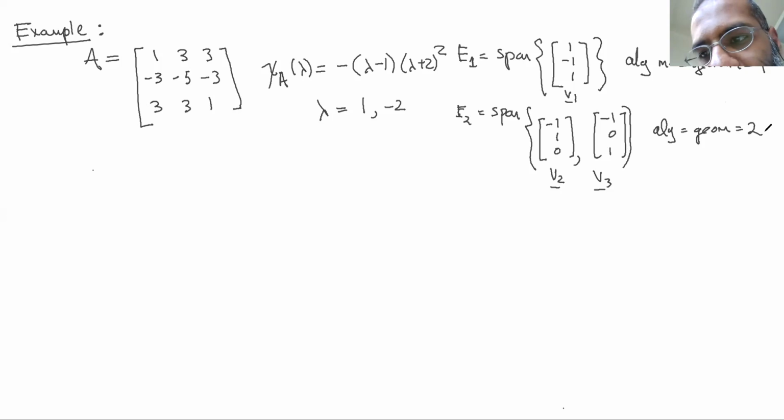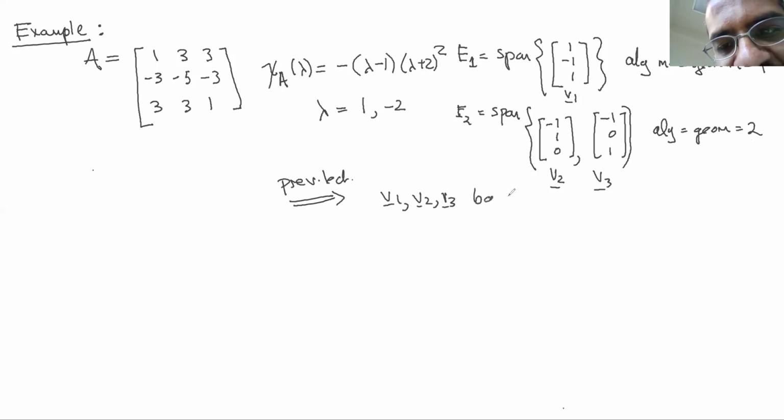So now, by a theorem in the last lecture, we know that if the sum of the geometric multiplicities is n, in this case 3, these must be linearly independent. So by the theorem in the previous lecture, we conclude that V1, V2, V3 is a basis of R3. So we actually have a basis of eigenvectors. This is sometimes called an eigenbasis.